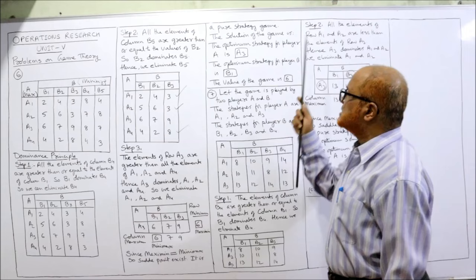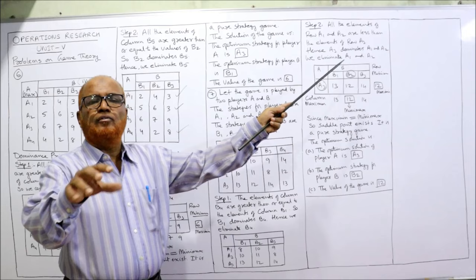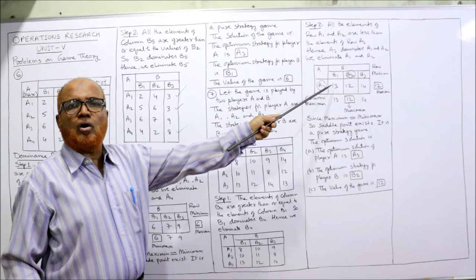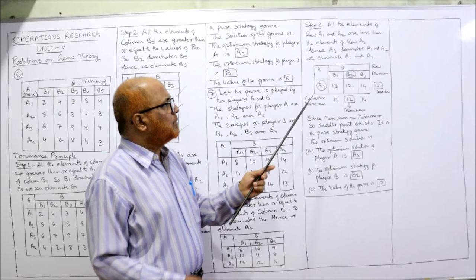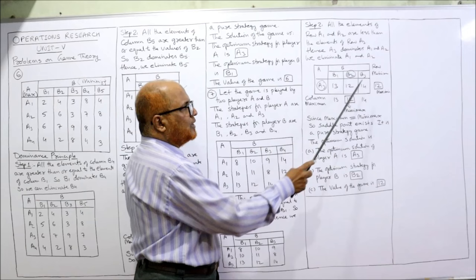So here, step 2. All the elements of row A1 and A2 are less than the elements of row A3. So hence A3 dominates A1 and A2, we eliminate A1 and A2. So only one row is left, A3. And the columns are B1, B2, B3. That's it. Now we calculate row minimum, column maximum. In this only one row, the minimum is 12. And the column maximum is 13, 12, 14. So what is the minimum among these maximums? 12. 12 is the minimax.